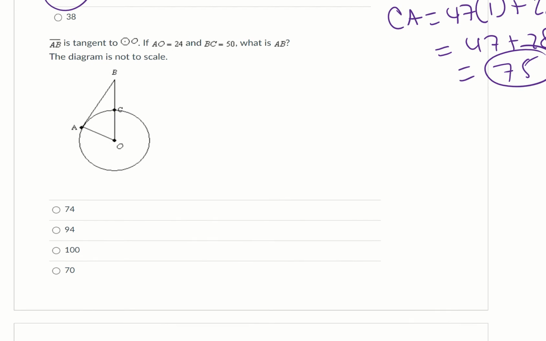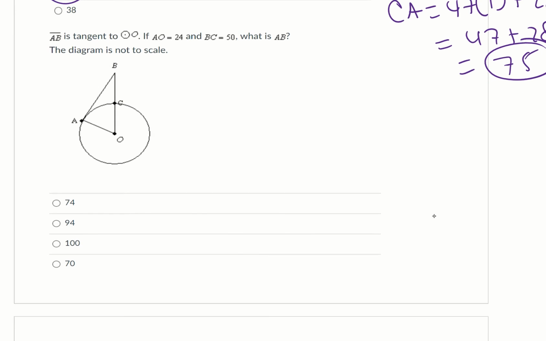Now the next one, AB is tangent to circle O if AO is 24 and BC is 50. So this BC here is 50. What is AB? So let's call that x. The diagram's not to scale, so we know that this is a radius. So if that's 24, then this is 24, which means that this whole thing is actually 74. And so we know that a tangent line, which is AB, and this radius always meet at a 90-degree angle.